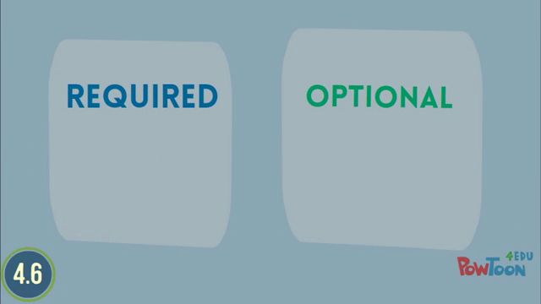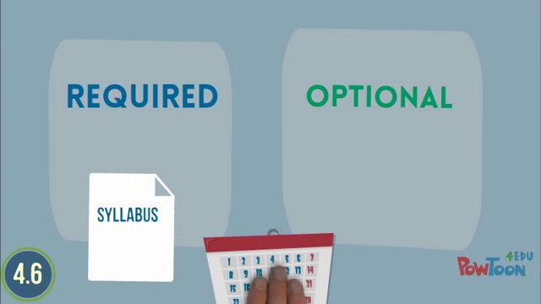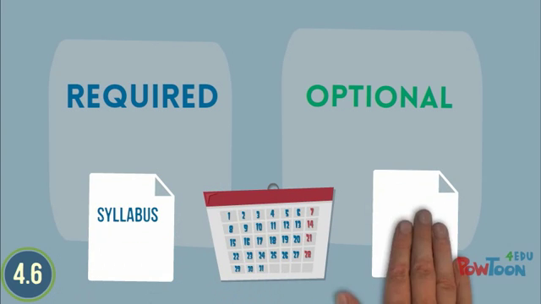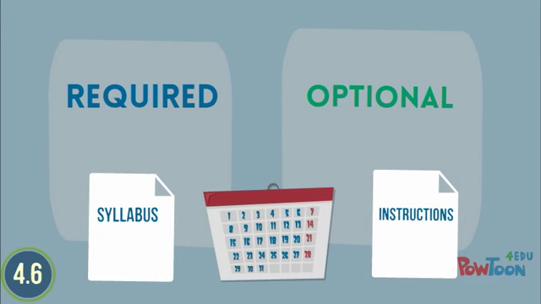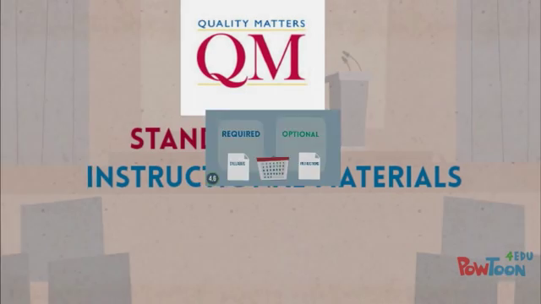4.6 states that the distinction between required and optional materials is clearly explained. Learners need to know which resources and materials are required and which are optional. For example, extra videos or resources included for enrichment purposes and not required for course completion may be labeled as optional. Designations about required and optional materials can appear in the syllabus, class schedule, or in the instructions for the learning activities. These designations should be available from the start of the course.